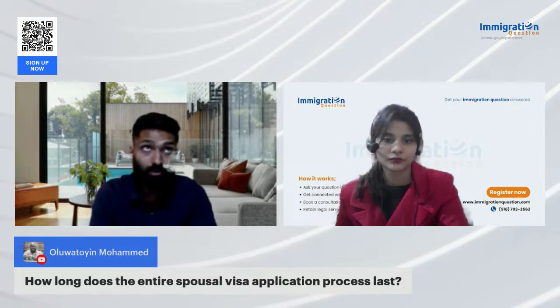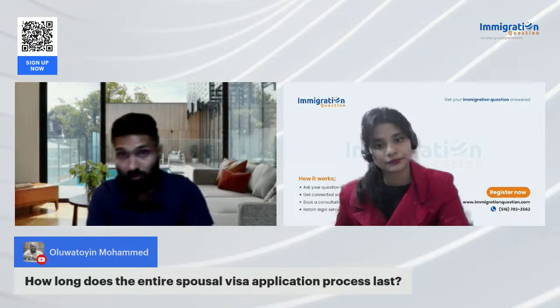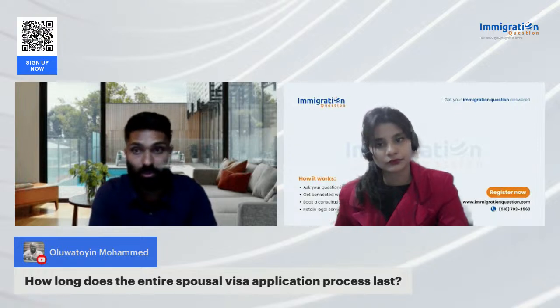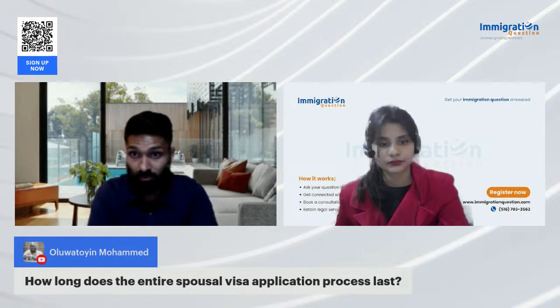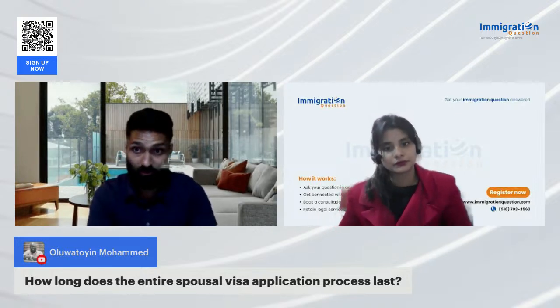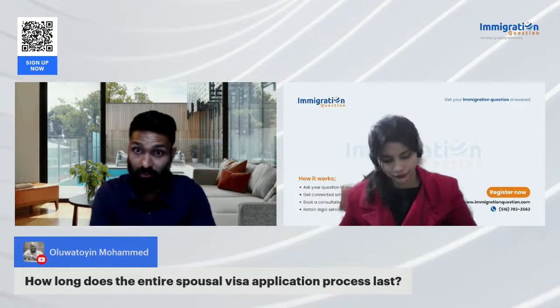And I know people say, I have a cousin or a brother or someone who got it faster, but we don't know the circumstances there, and we don't know how fast they were moving cases at that time, and we don't know which officer they got. So you cannot compare your case to someone else's. That's the key here as far as time frame.